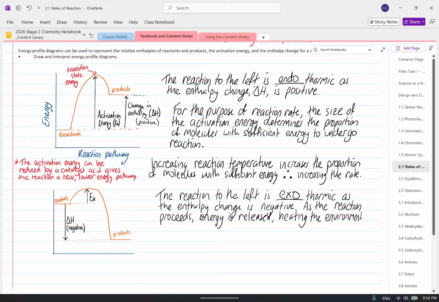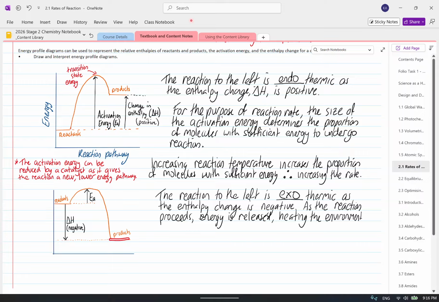Now, moving on to this last one, the axes are the same, energy and reaction pathway here. The difference is that our reactants going onto our products will end up with a decrease in enthalpy. So our products have less energy than our reactants inside their bonds. That energy that they've lost has to go somewhere, and it's going to go into the surroundings, which is going to make the surroundings feel hot.